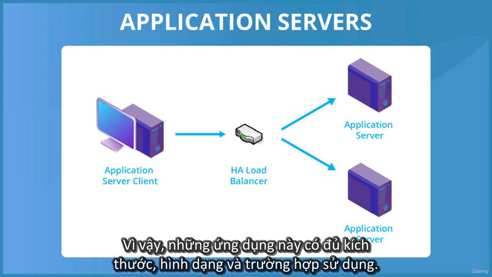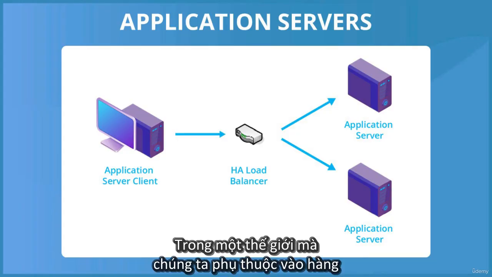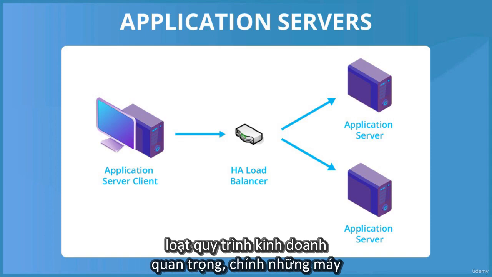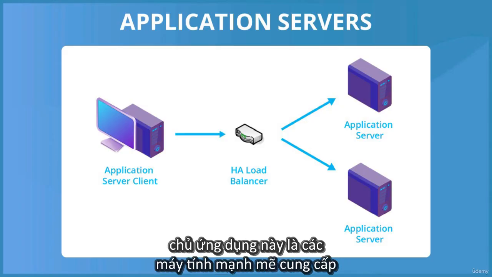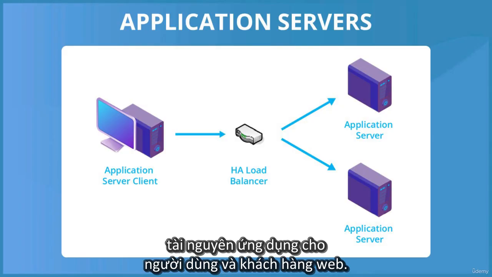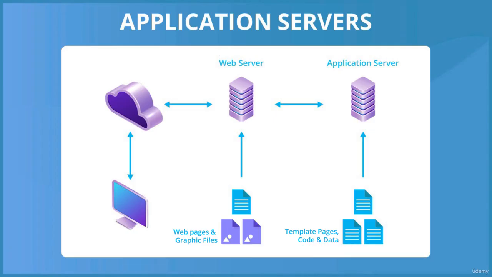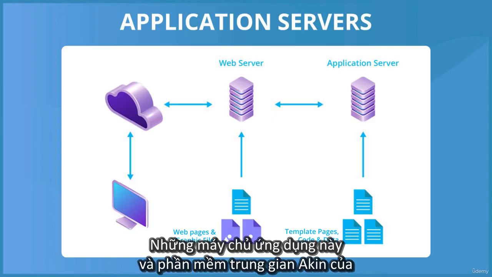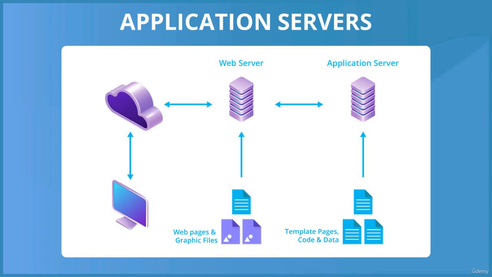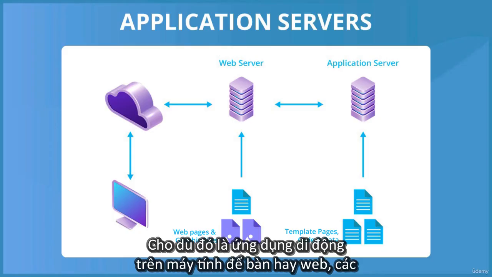These applications come in all sizes, shapes, and use cases. In a world where we rely on a host of critical business processes, it's these application servers that are the high-powered computers providing application resources to users and web clients. Application servers, physically or virtually, sit between database servers storing application data and web servers communicating with clients. These app servers and their akin middleware are the operating systems supporting an application's development and delivery. Whether it's a desktop, mobile, or web app, application servers play a critical role in connecting a world of devices.